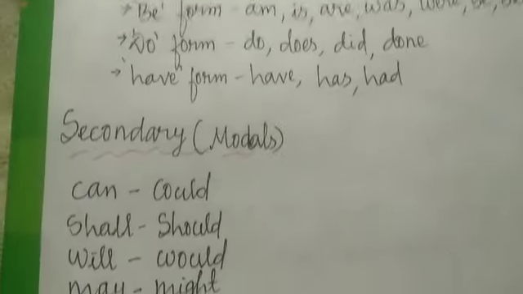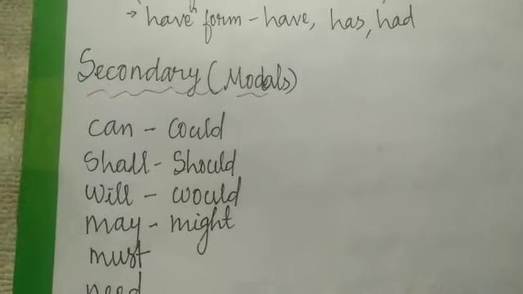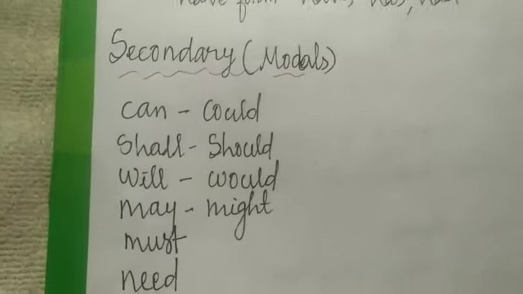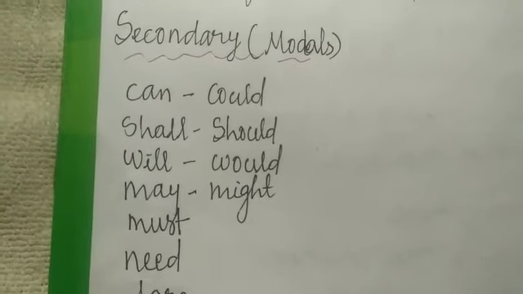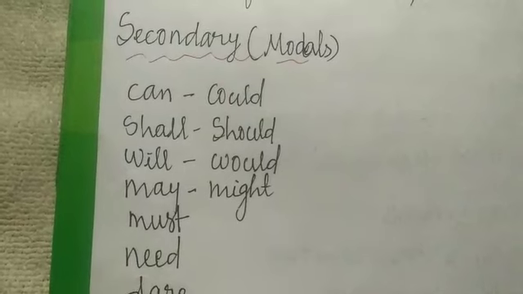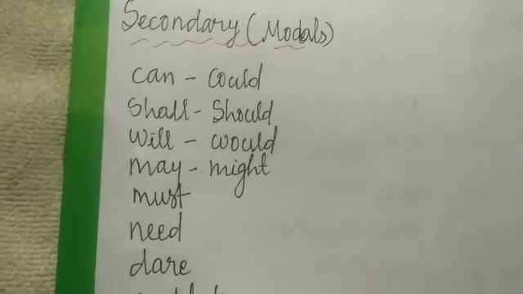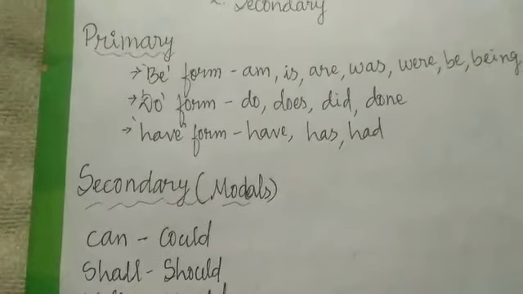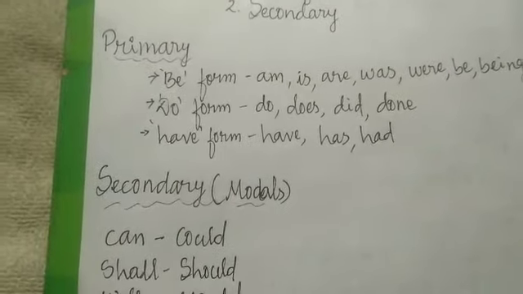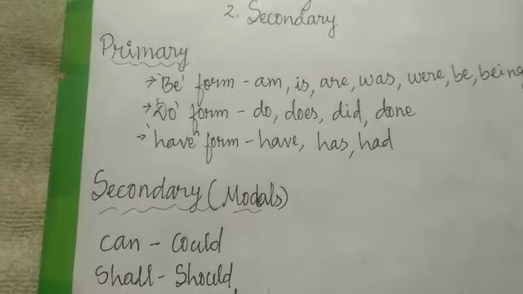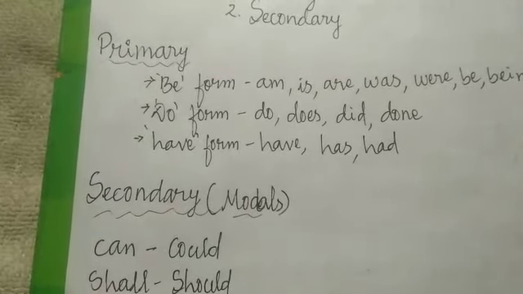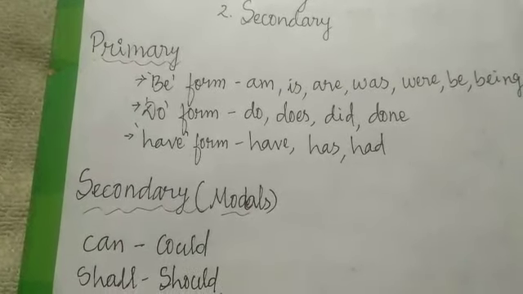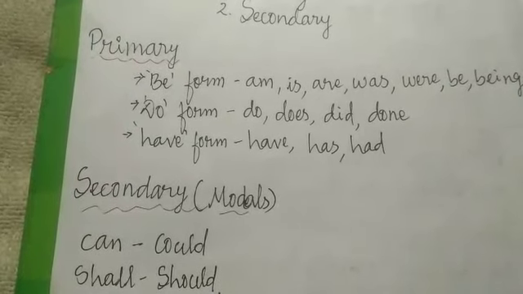Now what are the secondary auxiliaries? Secondary auxiliaries are basically the modal auxiliaries or modals. They are can, could, shall, should, will, would, may, might, must, need, dare, ought to, and used to. Now the difference between the primary auxiliary and the secondary auxiliary is that primary auxiliaries can be used like a main verb in the absence of the main verb, whereas secondary auxiliaries cannot be.